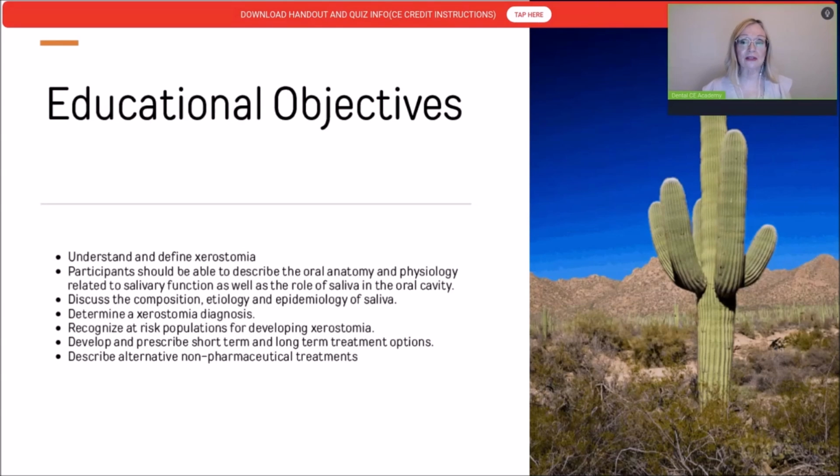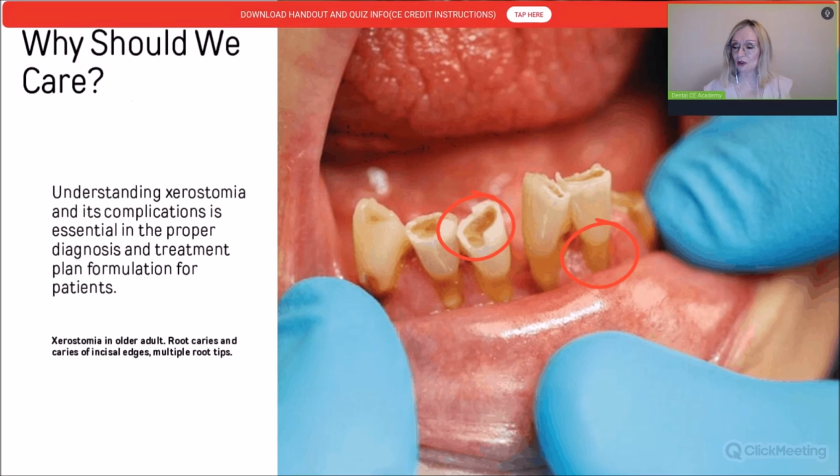So we're going to understand and define xerostomia by the end of this presentation, be able to describe the oral anatomy and physiology related to salivary function, discuss composition, etiology, and epidemiology of saliva, and determine a xerostomia diagnosis. How do we arrive at that? Recognize our at-risk populations, develop and prescribe short-term and long-term treatment options, and describe alternative non-pharmaceutical treatments.